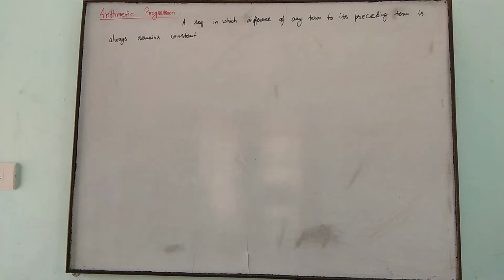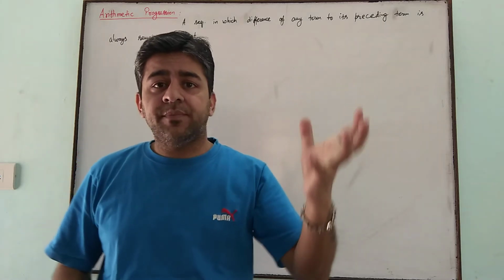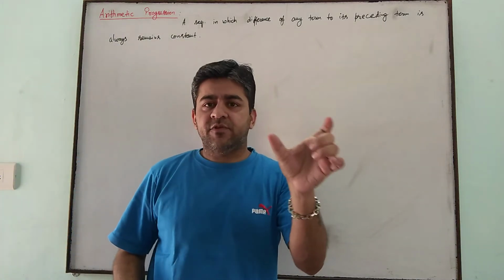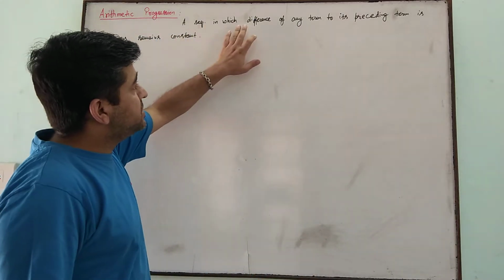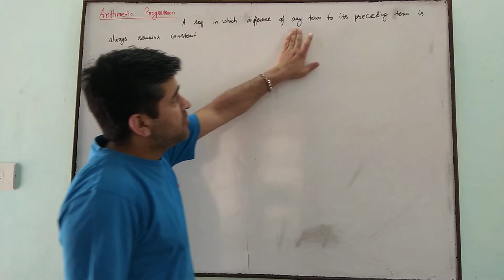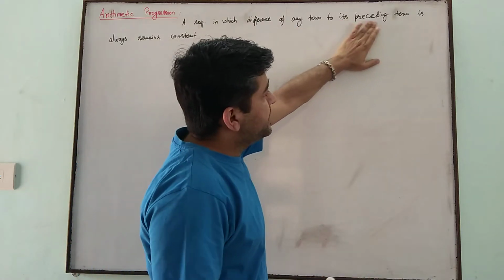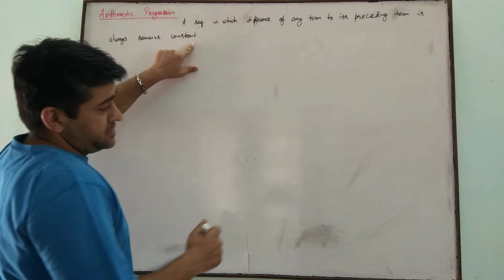Arithmetic progression. Progression means a particular sequence. Arithmetic means we are always getting the same difference, a constant difference. So its definition is: a sequence in which the difference of any term and its preceding term is always a constant.